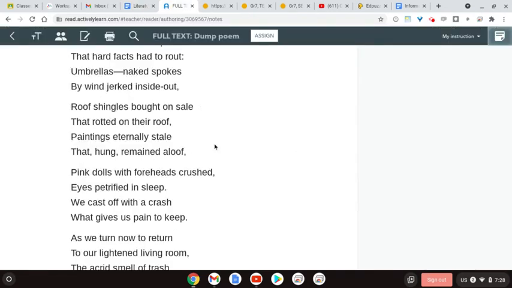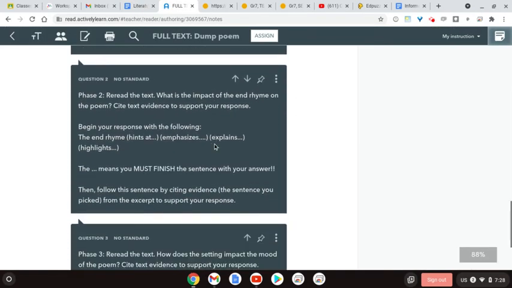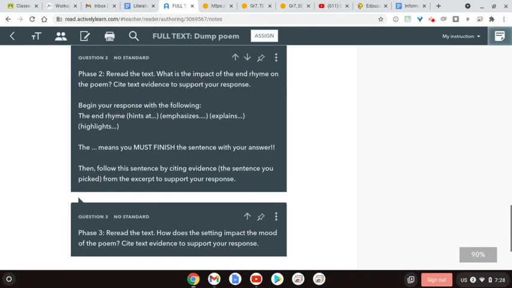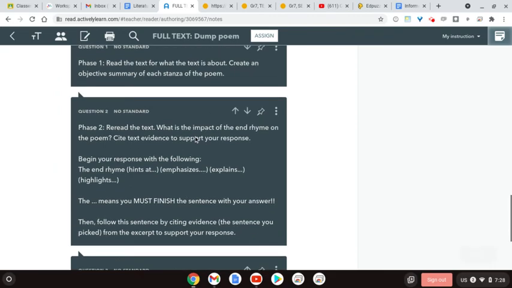As you answer this prompt, not only do you need to find a piece of evidence to help support yourself, you also want to begin with the following statement. The end rhyme does what? Does it hint at something, emphasize something, explain something, or highlight something about the text? Finish that sentence off and then follow that with your cited evidence, and then spend your time at the end of your response connecting your cited evidence to that opening statement that you make as your claim.